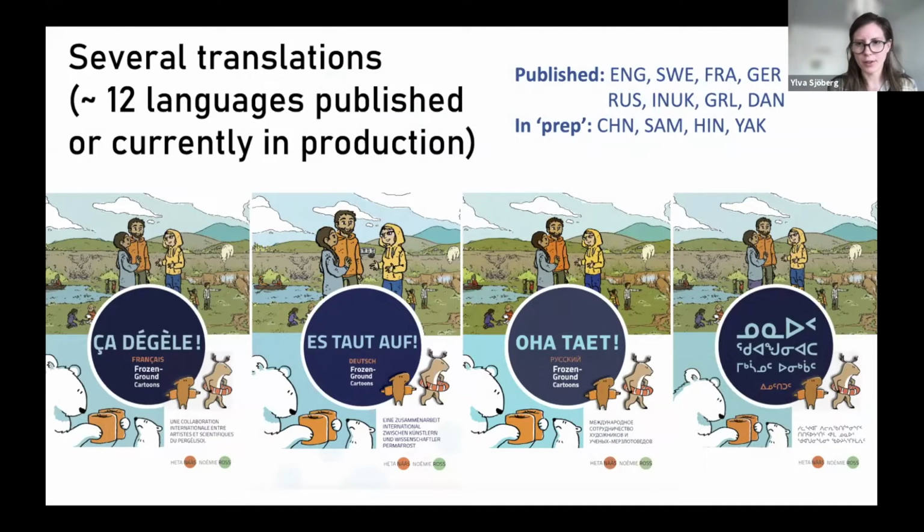We have it online. We have some printed copies in some languages: English, Swedish, French, German, Russian, Inuktitut, Greenlandic, and Danish, I think, are the ones we have so far. The process has been basically that we just check, is there anyone in the group who knows any language we can translate to? And then people just volunteer to translate, and we also know some people who have started translations to Chinese, Sami, Hindi, and Yakut.